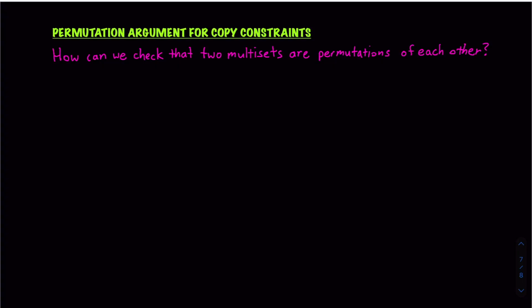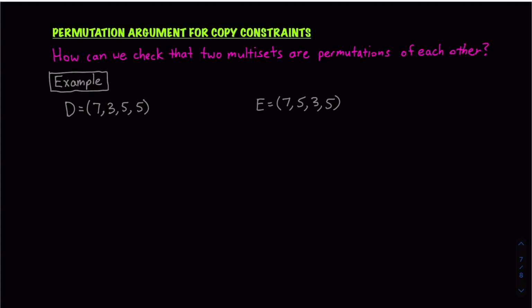For example, consider D equals 7355 and E equals 7535. Both D and E are multisets, and they're permutations of each other because they contain exactly the same values with the same multiplicities. For example, they both contain two 5s, just in a different order. For small examples like this, we can tell that they're permutations just by looking at them. But how could we check this mathematically?